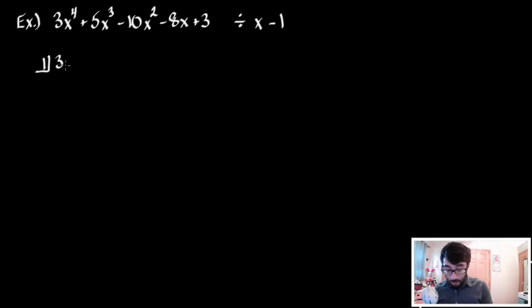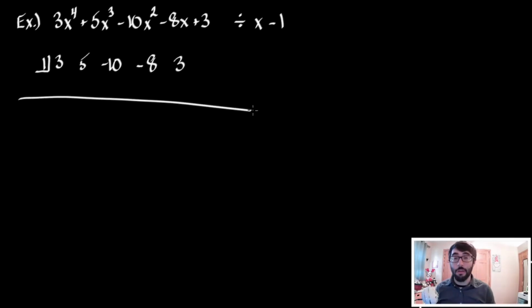And now we're going to go ahead and write our coefficients. So 3x to the 4th, 5x cubed, negative 10x squared, negative 8x, positive 3. And we start the process. Always bring down that first number there. So I'm bringing down 3, and now I start the process. So I have 3 times 1, that's going to get me 3. And then I add these two together, that's going to get me 8.